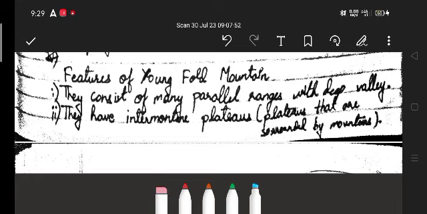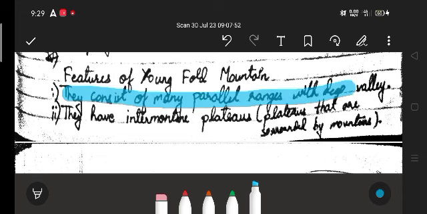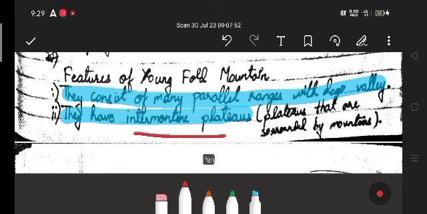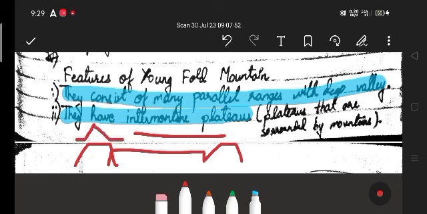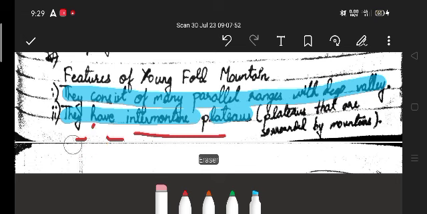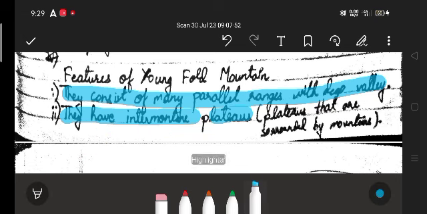Now, the features of young fold mountains. Young fold mountains consist of many parallel ranges with deep valleys, and they have intermontane plateaus. What are intermontane plateaus? This is a plateau which is surrounded by mountains. Plateaus surrounded by mountains are known as intermontane plateaus.